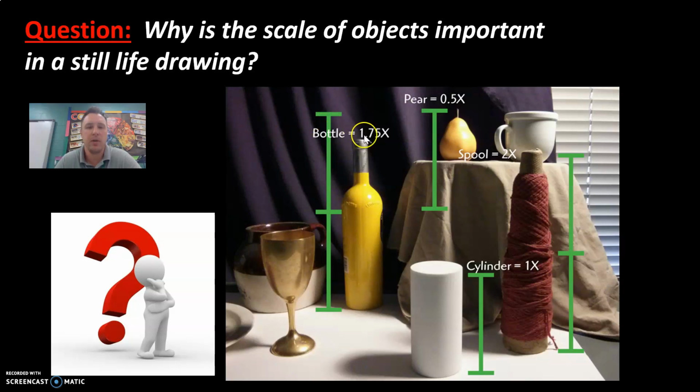So if my bottle is 1.75 inches from the top, or whatever that measurement is, it should relate to that in the drawing as well. Basically, the bottle should be taller than this cup, and it should be a little bit shorter than the height of the pear. You want to make sure you're making these little marks to make sure that your objects are the right height when you're placing them and when you're doing your initial drawing.